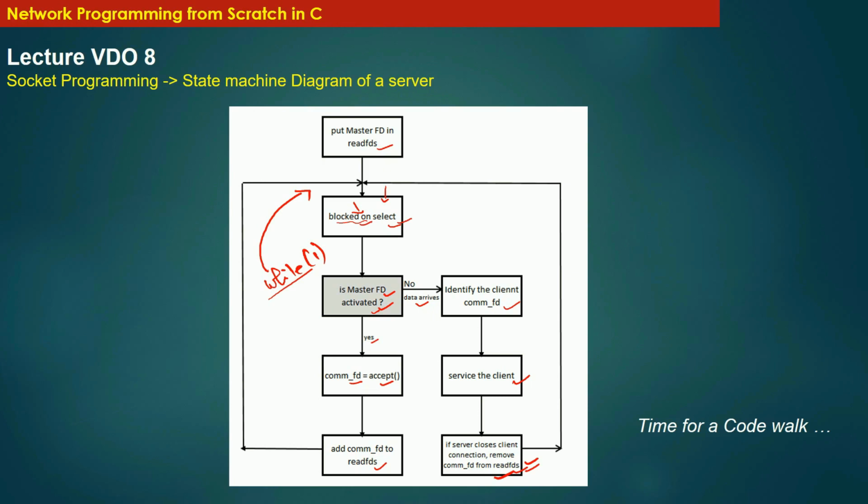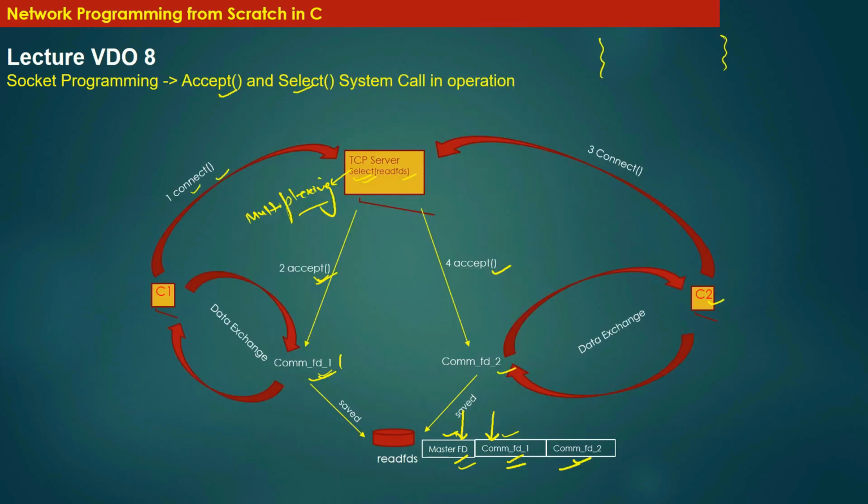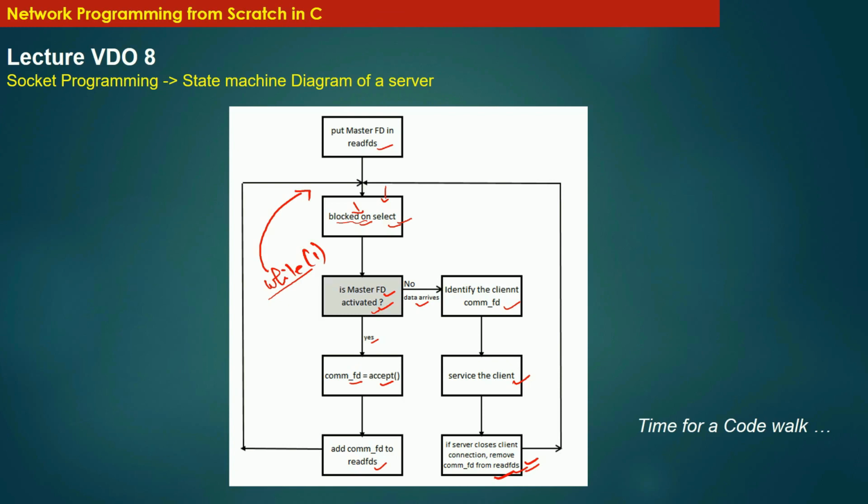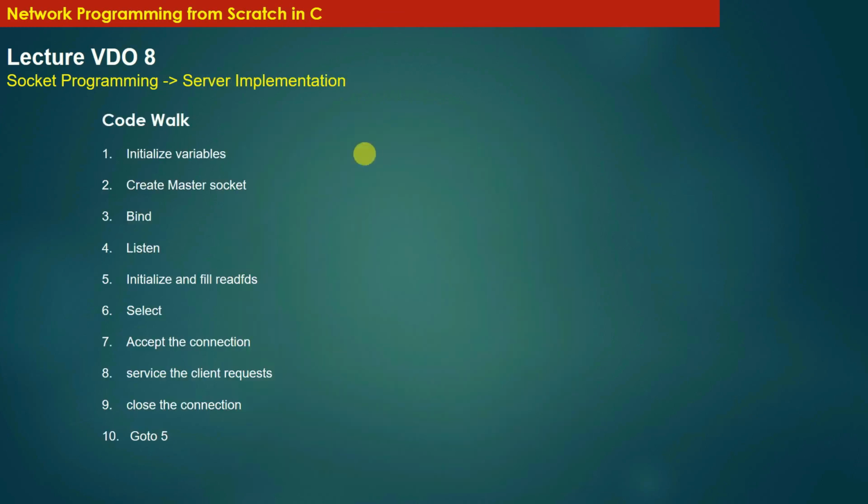Right? So now we will discuss all these mechanisms, all these flowcharts, and all these server cycles with the help of an actual code walkthrough. Then things will be more clear to you. So how to implement a TCP server? You have to follow these 10 steps to implement any TCP server. These are the generic steps, and these steps have to be followed in order to implement a TCP server. So let us have a code walkthrough and let us go through all these steps.